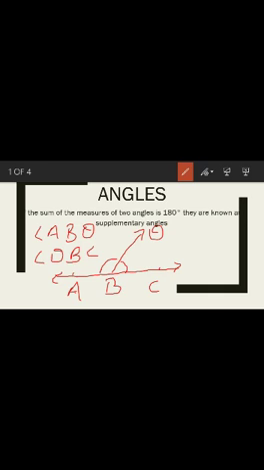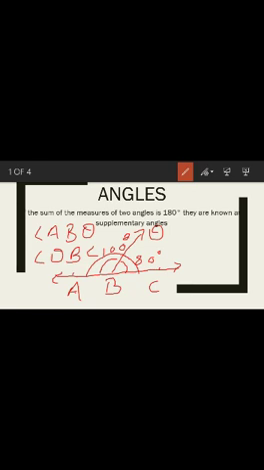Suppose the angle ABD is 100 degrees. Then this DBC should be 80 degrees, because which angle do they form together here? That is the straight angle, which is 180 degrees.